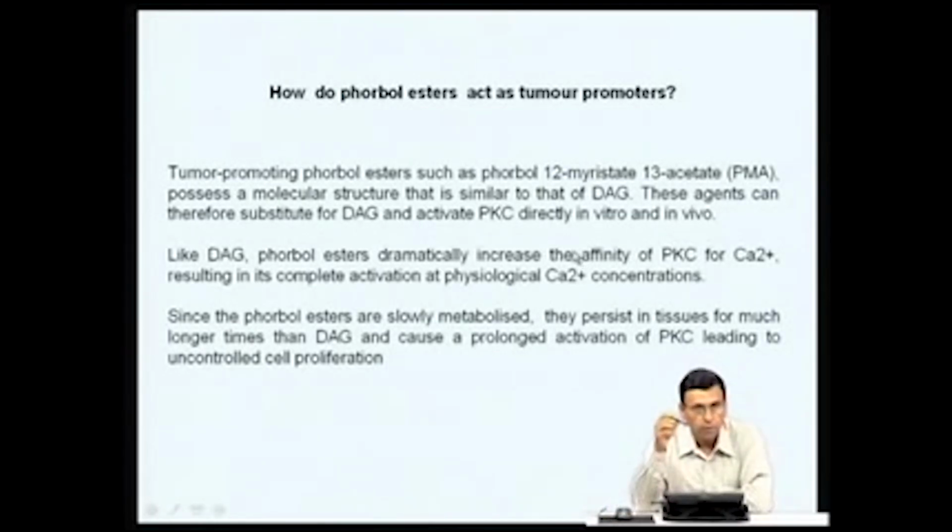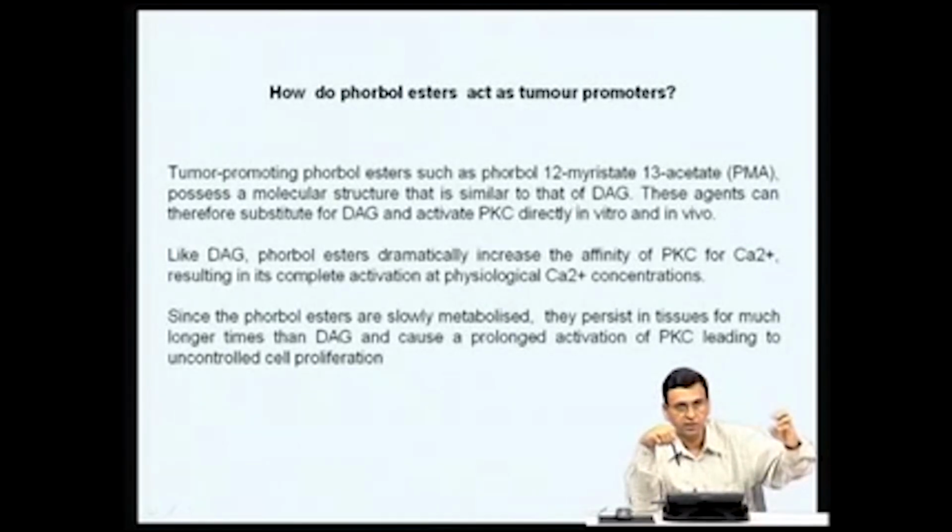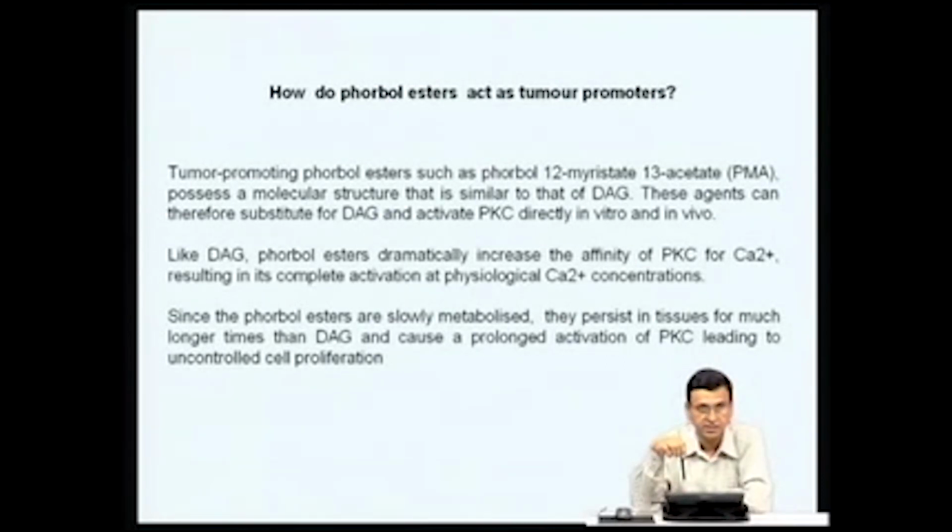Now, these tumor promoting phorbol esters such as phorbol myristate 13 acetate, abbreviated as PMA, actually possess a molecular structure very similar to that of diacylglycerol, and we know diacylglycerol and calcium regulate protein kinase C function. They are the activators of protein kinase C, and these PMAs or phorbol esters have a structure similar to diacylglycerol. Now, these agents can therefore substitute for DAG in activating protein kinase C either directly in vitro or in vivo. So, if we treat the cells with these phorbol esters, they directly diffuse across the plasma membrane, directly bind to protein kinase C and activate the protein kinase C signaling pathway.